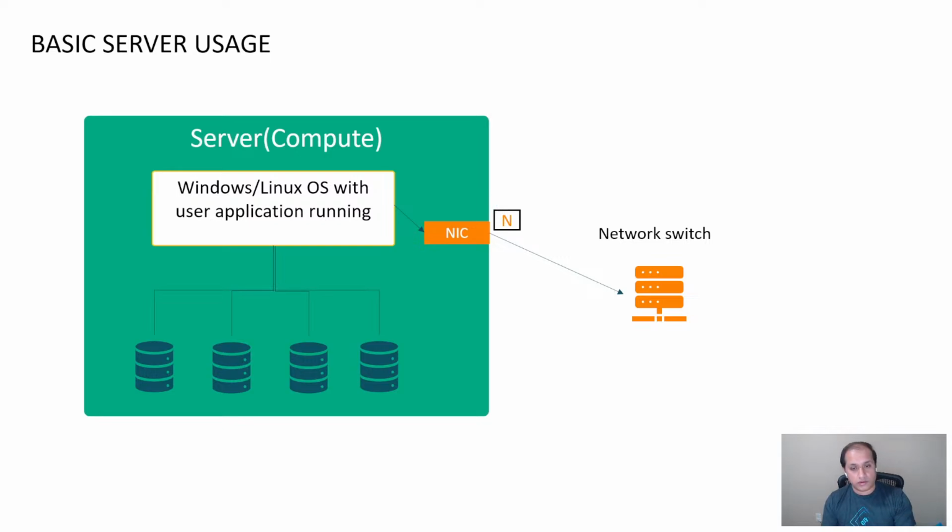So basically, whenever a network packet comes in, the server is going to send data outside to the network switch or receive data from the network switch. If there is any storage activity, then it's going to write to the hard disk. So this is the basic server usage in most of the data centers a couple of decades back.